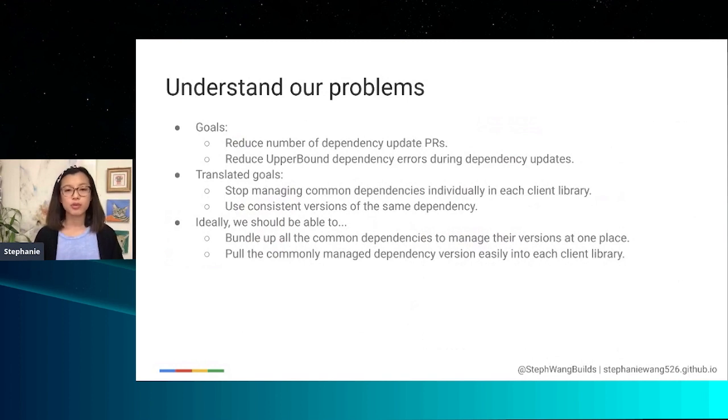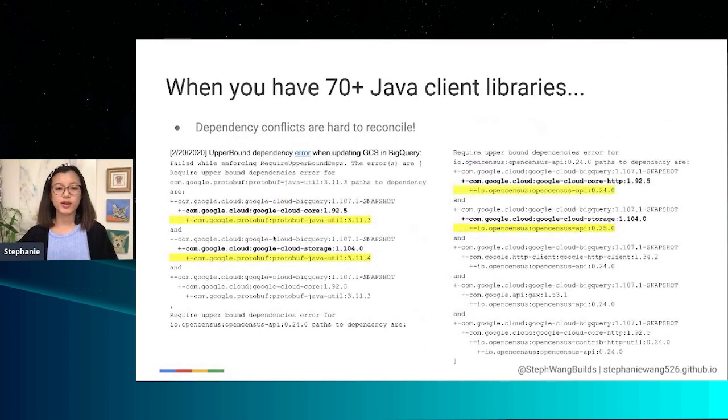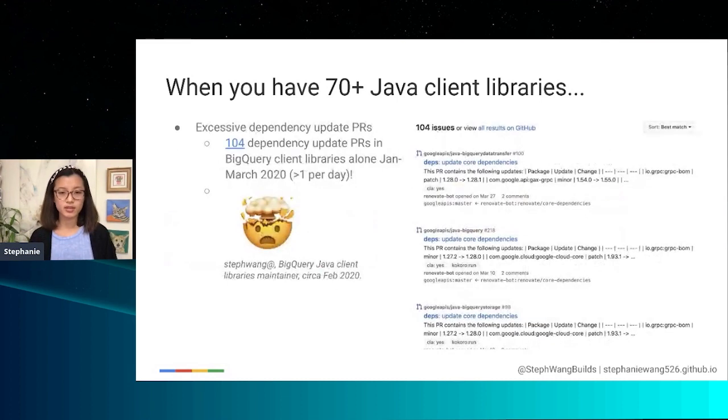To understand our problems better, we were trying to, first of all, reduce the number of dependency update PRs across our client libraries, and number two, reduce the number of upper bound dependency errors during dependency updates. That translates into, number one, stop managing common dependencies individually in each client library. If two of our client libraries, for example, Google Cloud Storage and Google Cloud BigQuery, both depend on one of the common dependencies, perhaps we could simply manage that one particular dependency in one place, so it would be easily aligned underneath our client libraries.